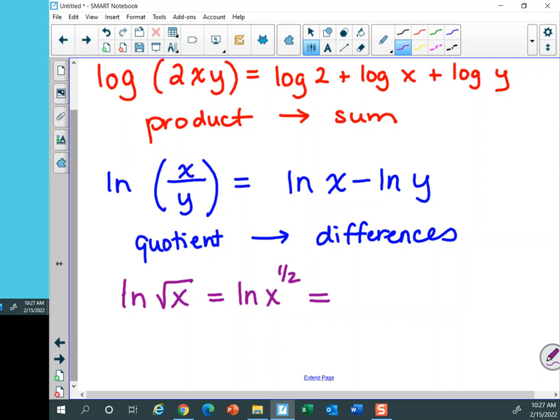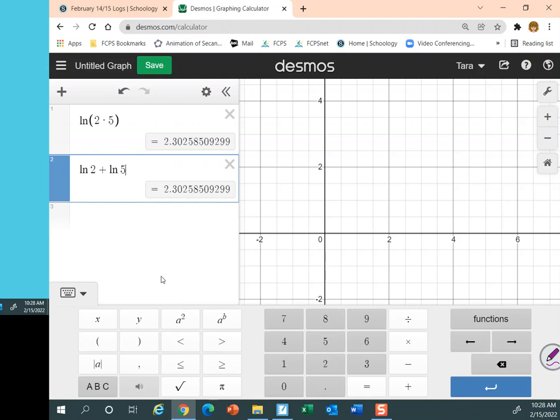The log of something to a power. What can you do with the power? It's almost just like the power rule in derivatives. You do this. Once again, that's another one that you're kind of like, really? But then you try it and you're like, oh, let's see, where's my root? There it is. Natural log of root 5.